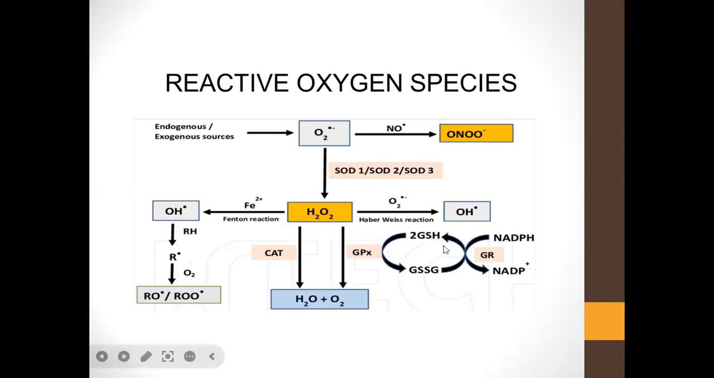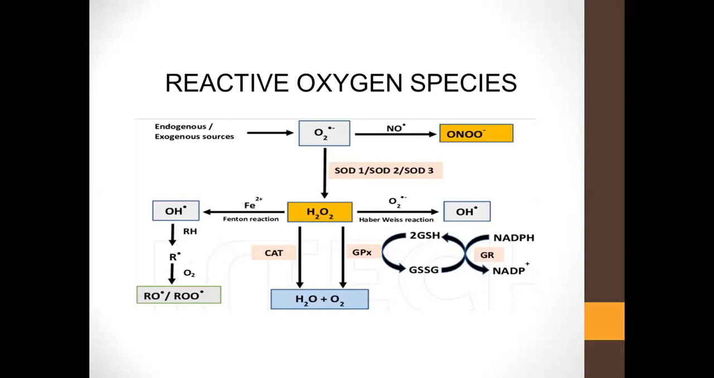Another way to produce this hydroxyl radical is via the Haber-Weiss reaction. In this reaction, we have the interaction comprising the hydrogen peroxide with superoxide radical. Both can progress in the formation of alkoxyl or peroxyl radicals, which are the products of lipid peroxidation.